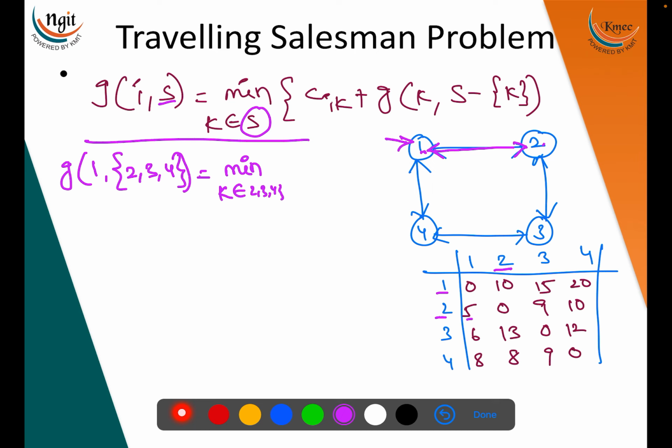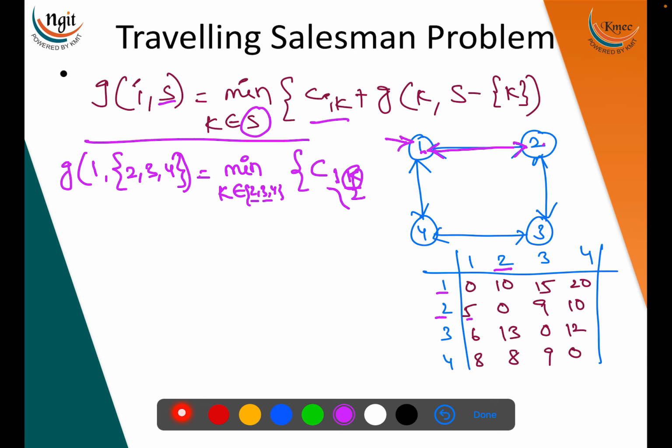The set is 2, 3, 4. Now C, I, K. I is what? 1. That is C1K. So if you are taking K as the second vertex, your K value will be 2. If you take K as 3, your K value will be 3.